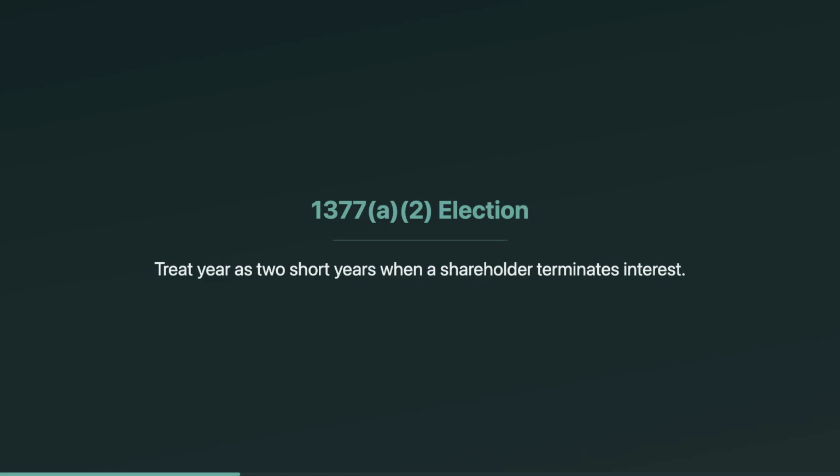Now the allocation problem. Who gets the year's income or loss when someone sells mid-year? Default rule is per share, per day, basically pro rata over the year. But Section 1377(a)(2) lets the S-Corp elect to treat the year as two short tax years ending on the termination date. That can shift items to the right owner based on what actually happened before and after the sale.